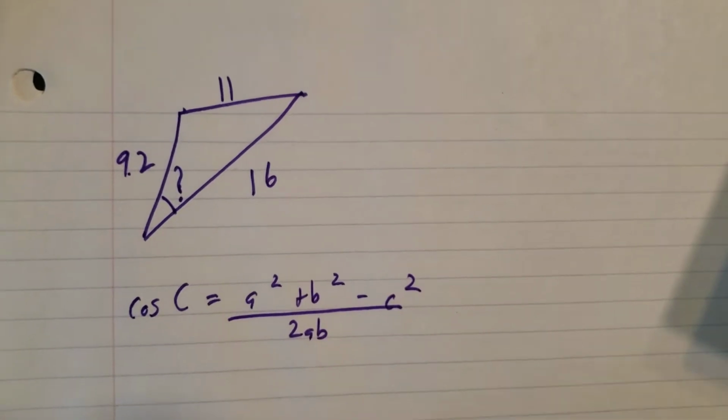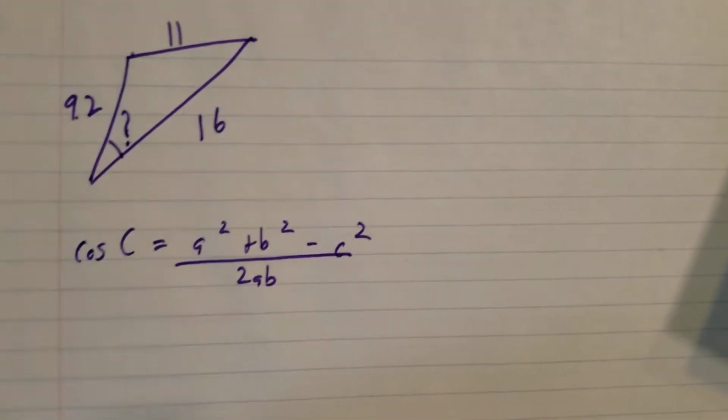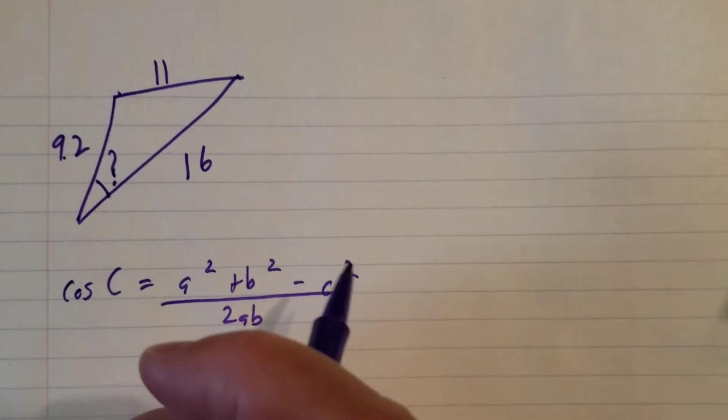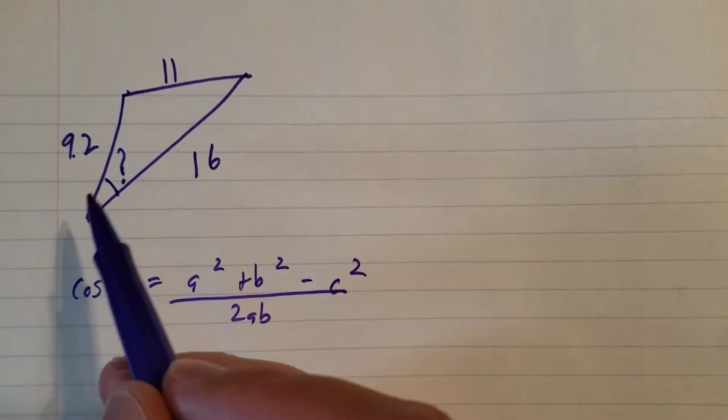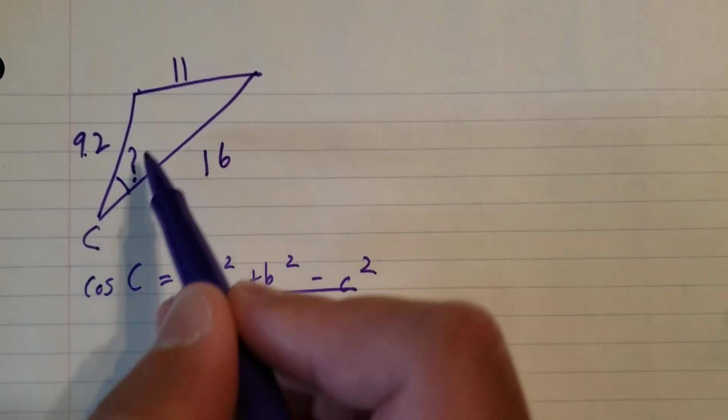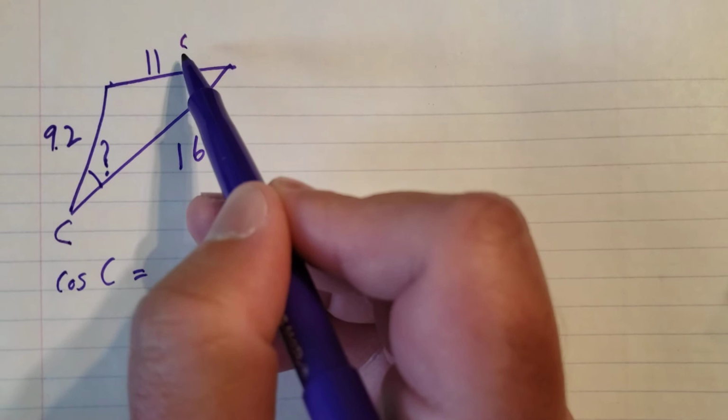Okay, so now we're going to use the cosine law to find an angle in a triangle. Once again, I'm going to label what I want to find as C. In this case, I want to find this angle, so I'm going to label that angle C. This would make this side up here little c.